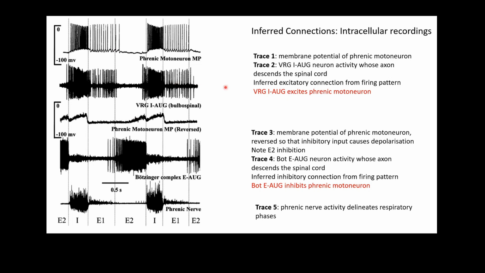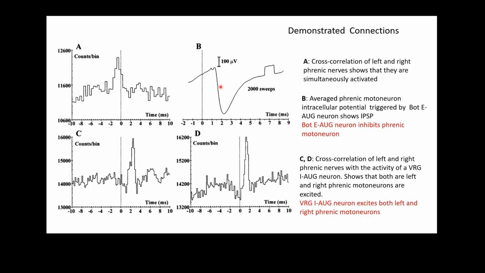You infer that the ventral respiratory group inspiratory augmenting neuron excites phrenic motor neurons. And from these traces, you infer that the Bötzinger e-augmenting neuron inhibits phrenic motor neurons. Note we identify it as the Bötzinger because it's up there, it's inhibitory. If you were talking about an e-augmenting neuron in the caudal ventral respiratory group, that is excitatory to expiratory motor neurons. And so that's how we can infer connections from intracellular recordings like these. We've made some other inferences from other recordings by other means, and demonstrated these connections that we've inferred from that diagram.